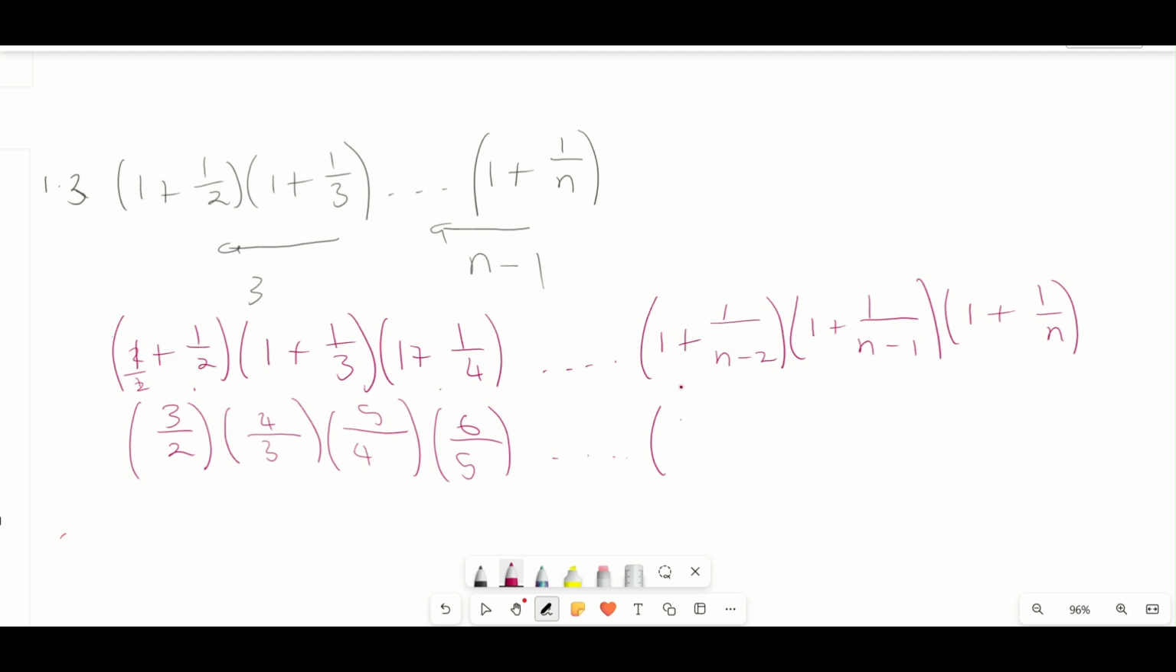And then if I multiply this one here, I will have n minus 2 plus 1 on top, which is n minus 1, divided by n minus 2, and then times n divided by n minus 1, and then times this one will be n plus 1 divided by n, isn't it? n plus 1.